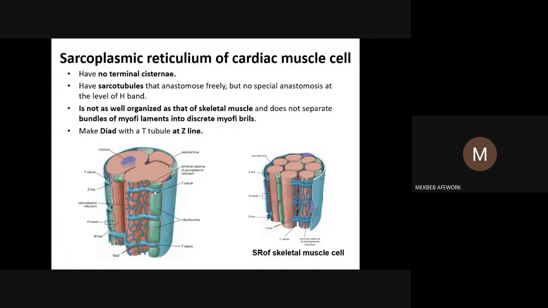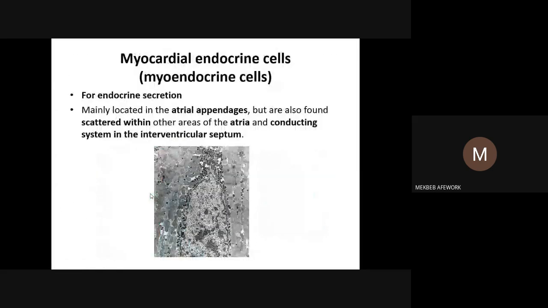Triads are three structures of skeletal muscle like this one, but for cardiac muscle, we have dyad. One well-formed T-tubule and transverse tubules. The function is for the same purpose. Mitochondria for the same purpose are present.